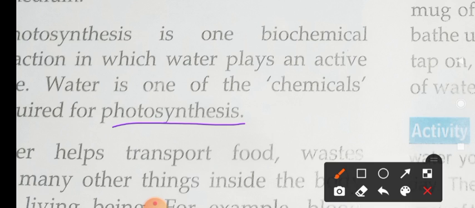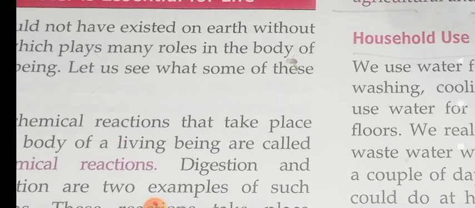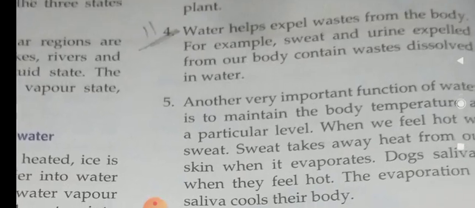Water helps transport food, waste and many other things inside the body of a living being. For example, blood transports things around our body, and blood is mostly water. In plants, a liquid called sap carries nutrients absorbed by the roots to other parts of the plant body. Okay.